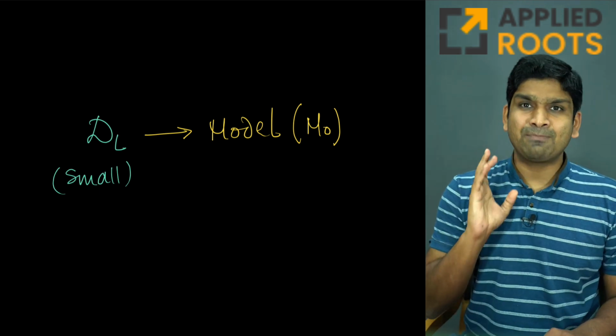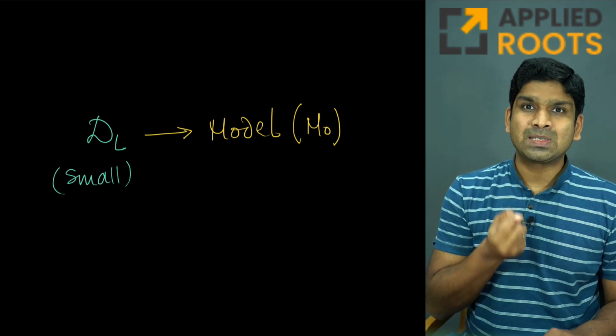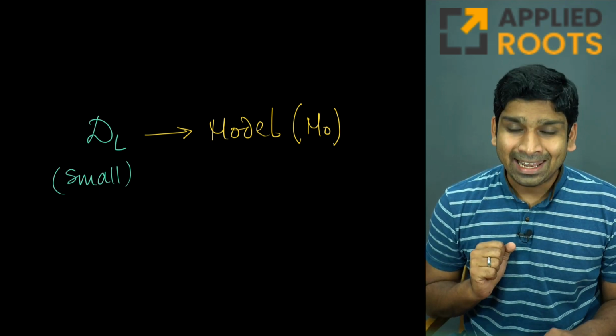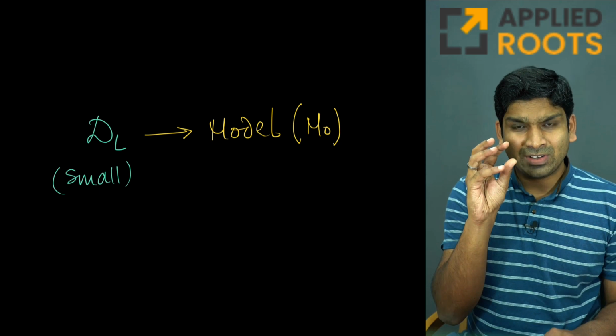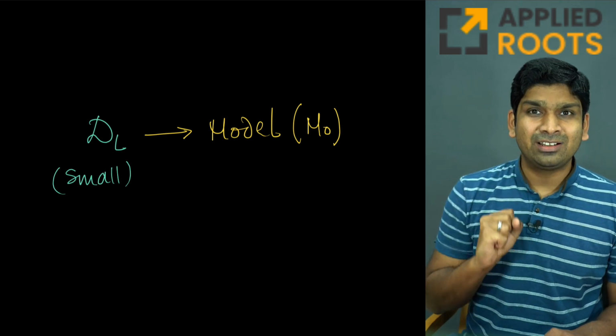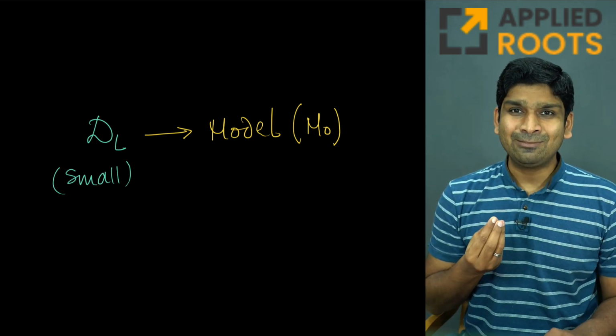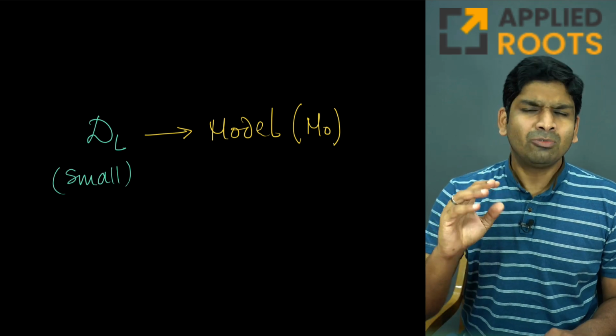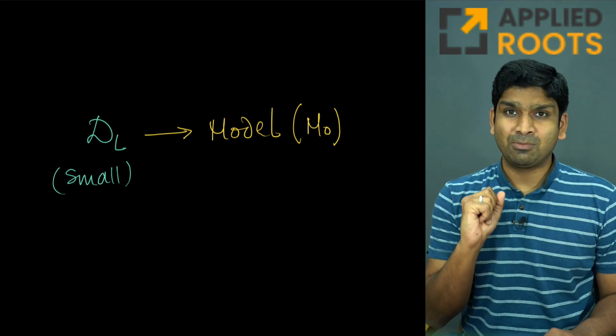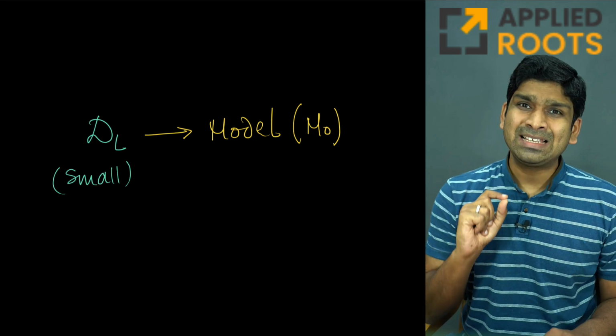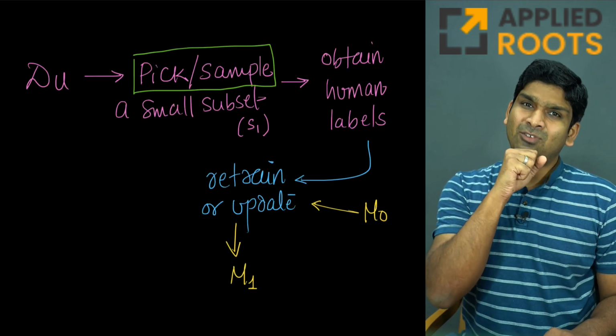So the first step that we would do is take all of this labeled data, let's call it DL, which is a smaller amount of data, while the unlabeled data is significantly larger. We'll take this labeled data and build our initial model. It could be a machine learning or a deep learning model. Let's call that initial model M0. Now comes the fun part.